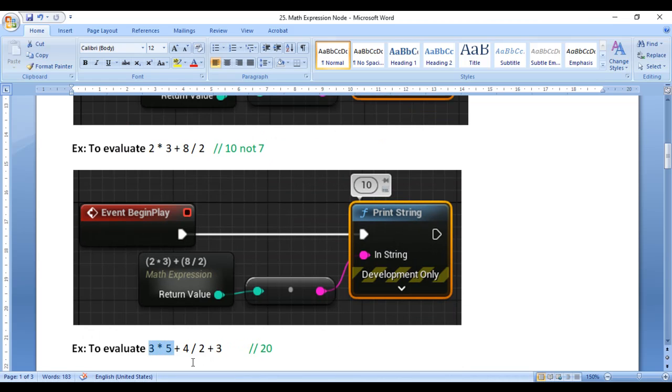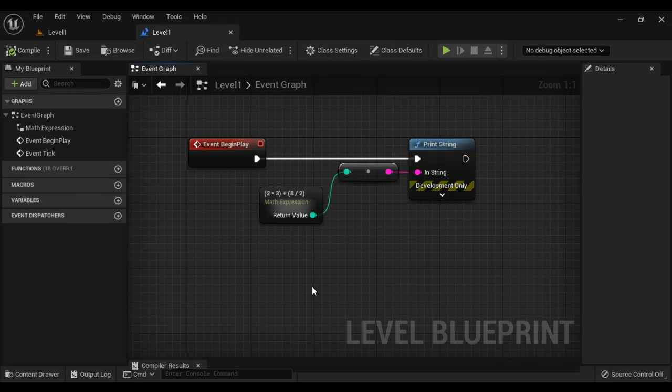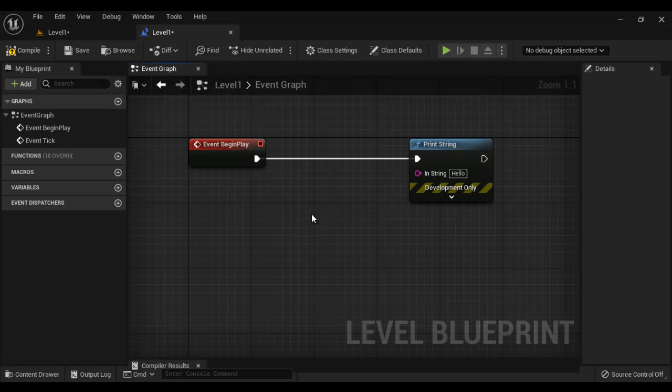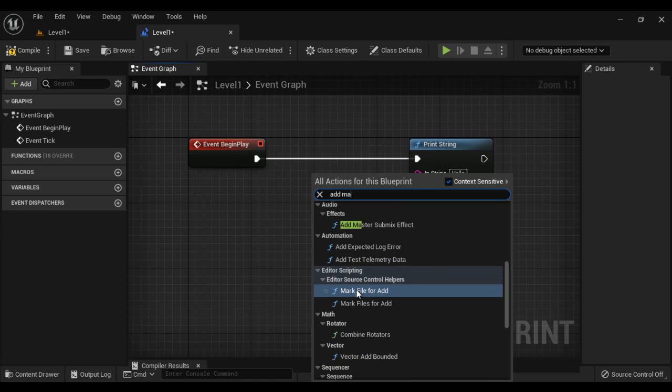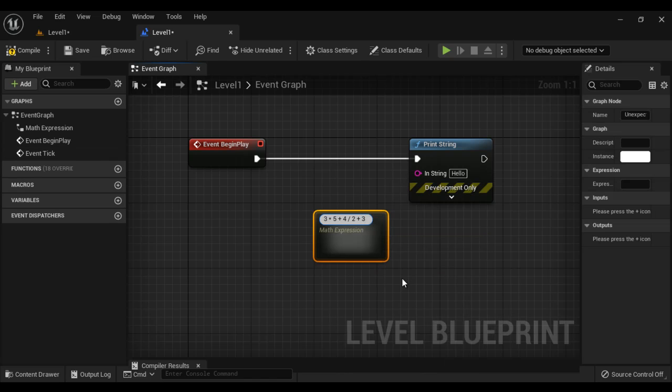3 into 5 plus 4 divided by 2 plus 3. Let me copy this entire expression from here. Okay, I delete this, right click, add math expression node, and here I paste the expression. 3 into 5 plus 4 divided by 2 plus 3.